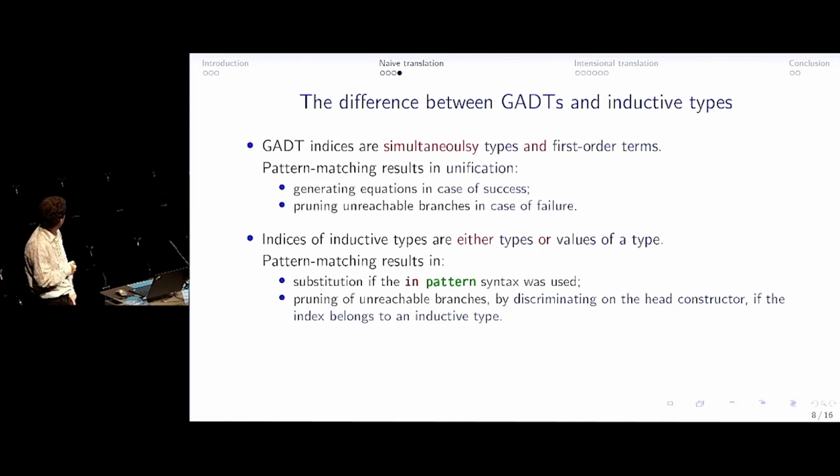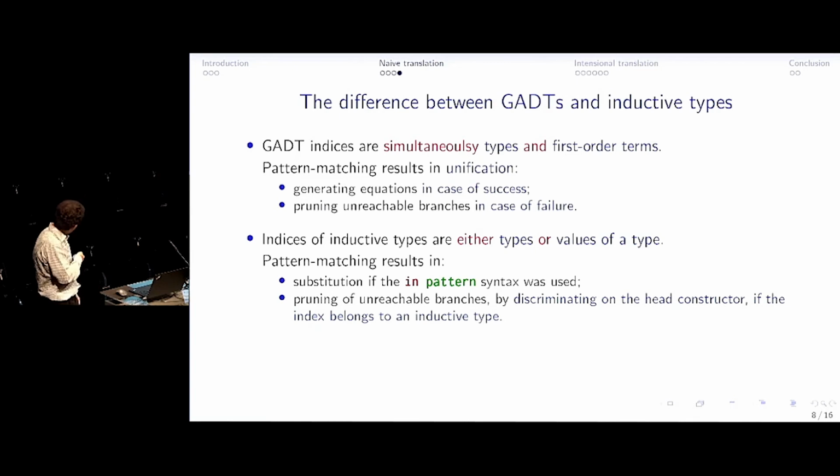What's happening with inductives? Well, indices in inductives are either types or values of a type. They cannot be both. So what happens as a result is that pattern matching results in something that superficially looks like unification, but is not quite. You have a kind of substitution if the in-pattern syntax was used. It's able to substitute in the types. And it's also able to prune some reducible branches by discriminating on the head constructor only, and only if the index belongs to an inductive type. So it should not be a type itself.